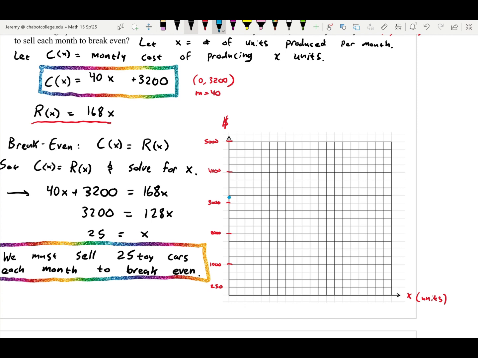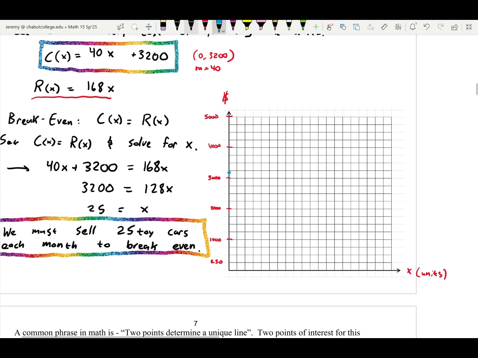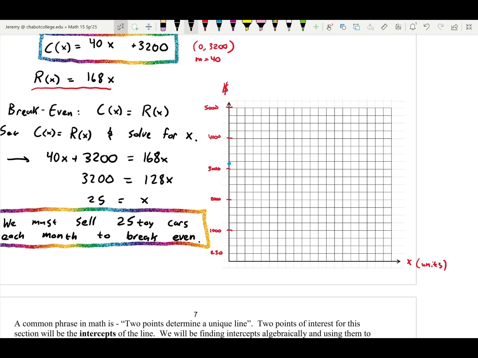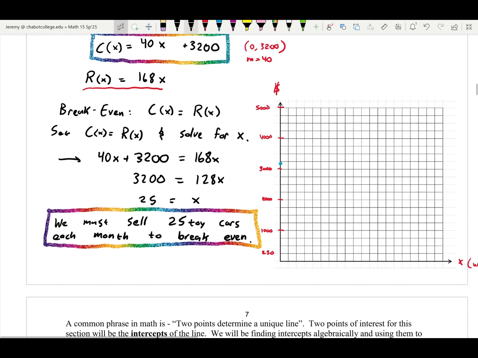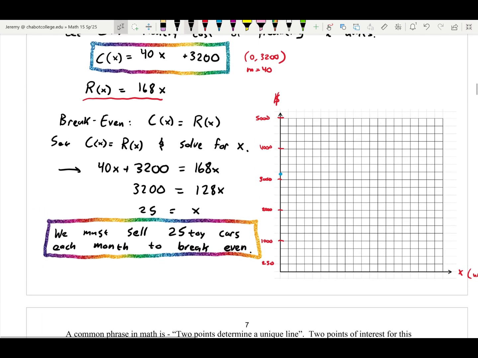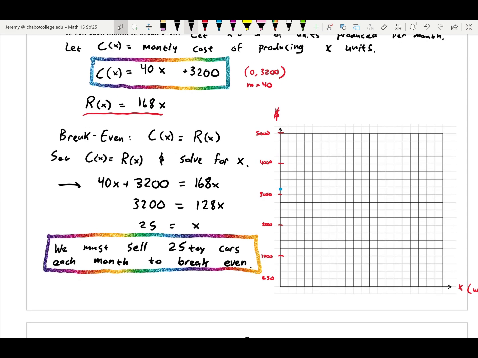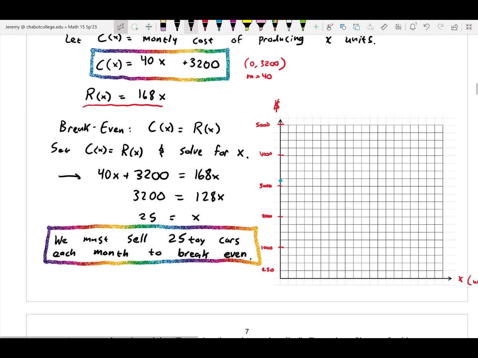So finding the slope, now I have to define how I am going to set up my x-axis. The only x value that we really have seen in this problem is this 25, right? 25 toy cars has to be produced in order to break even. So I know I have to make it at least that high. I would like to see that ordered pair on this graph.